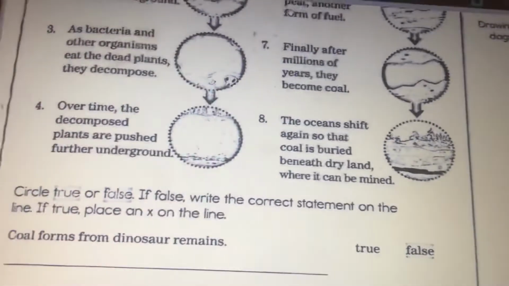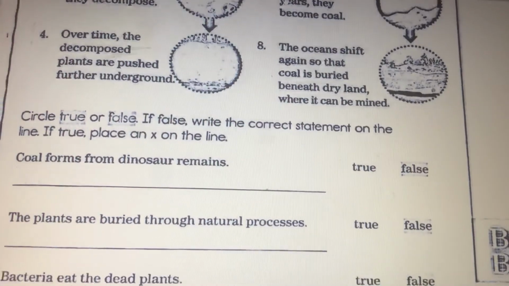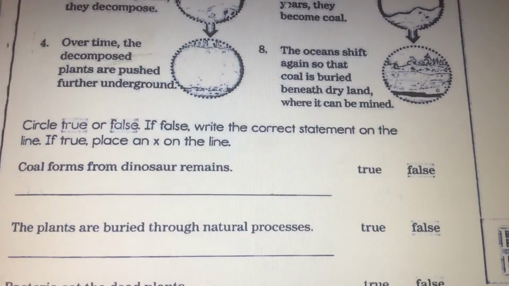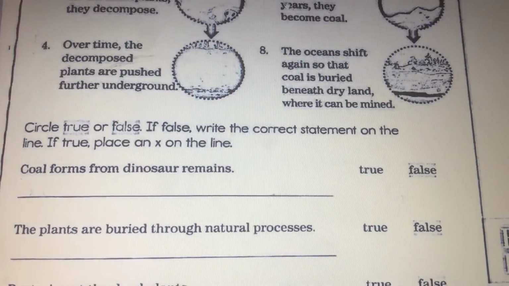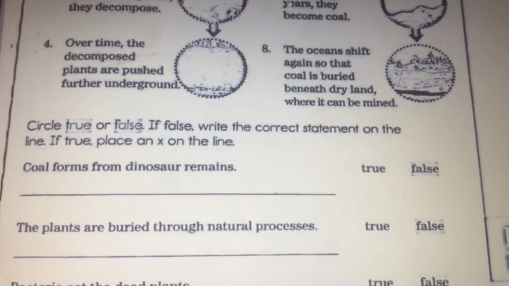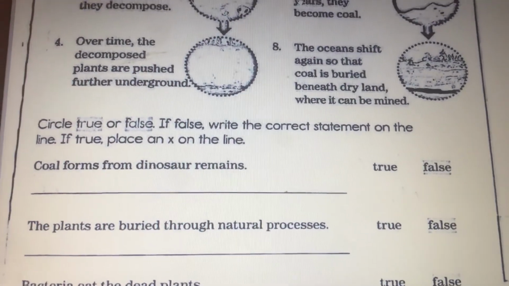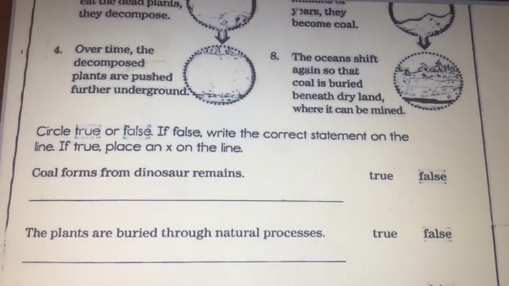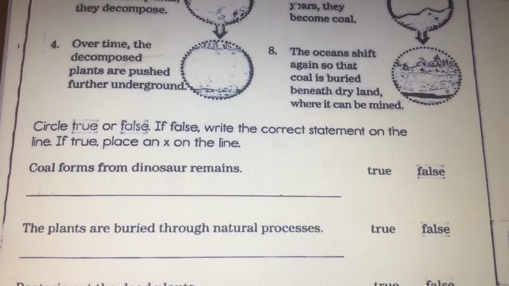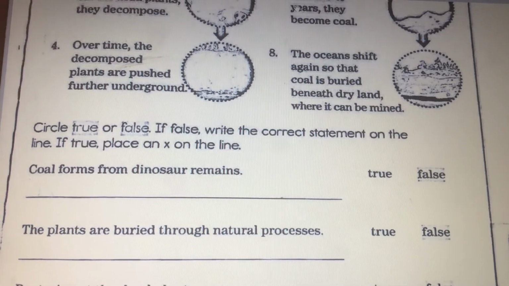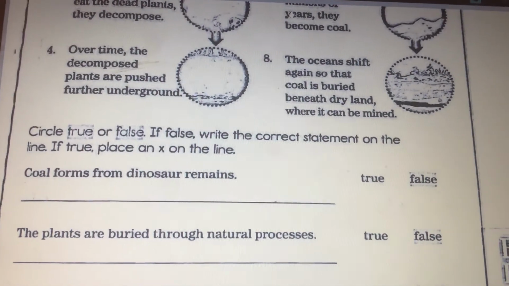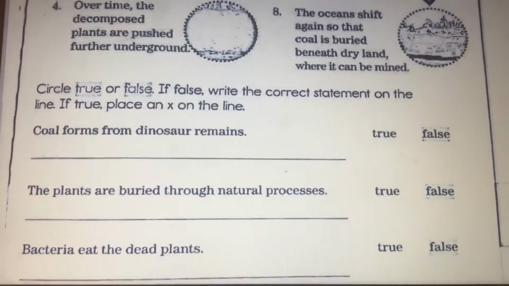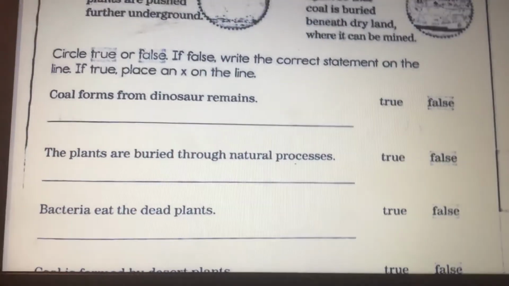So you might have gotten a little bit confused when they started talking about oceans, because obviously West Virginia is not over an ocean. However, at one time, there was more water and the land has moved. So that is how that happened. So now in West Virginia, when they have mined coal, it became land, and there was no ocean over it, obviously. As it says, the oceans shift, so the coal is buried beneath dry land where it can be mined, and that's why they have to go underground to find it. It's not something that comes to the surface.